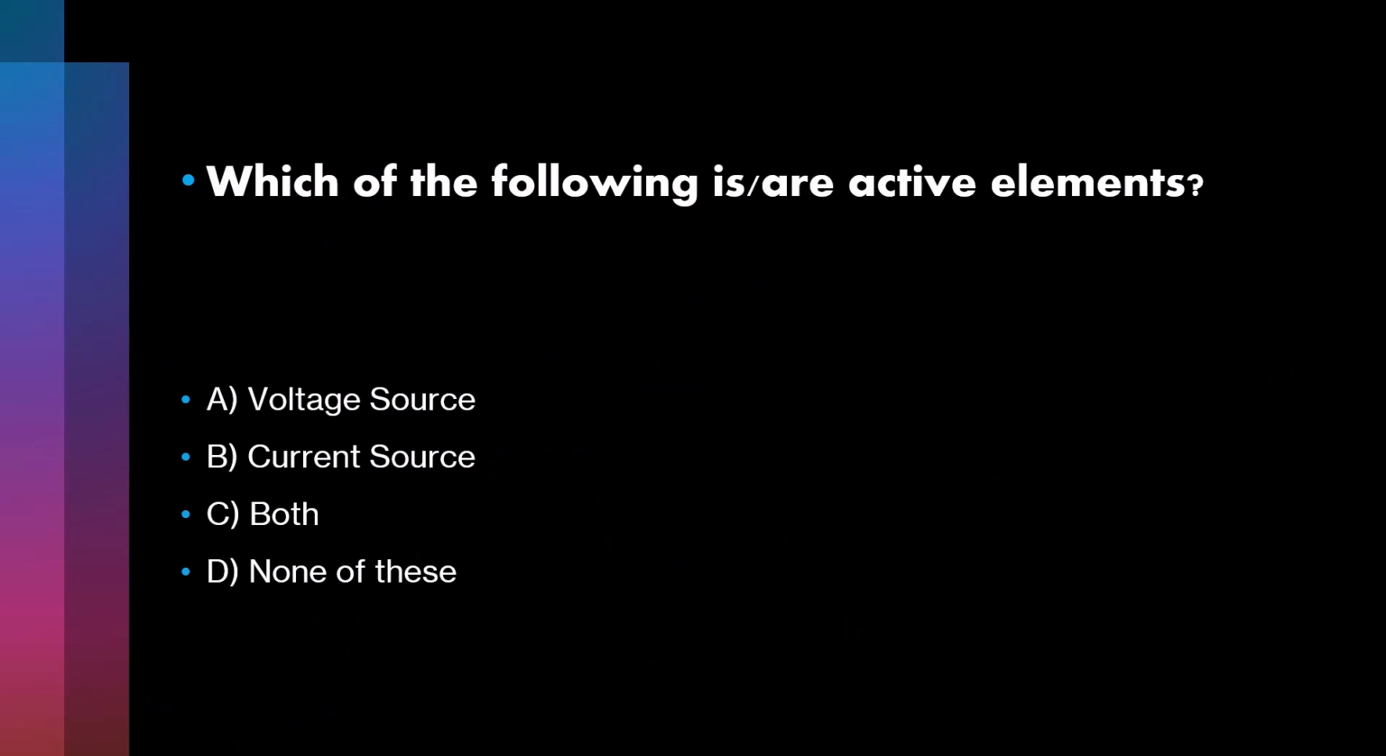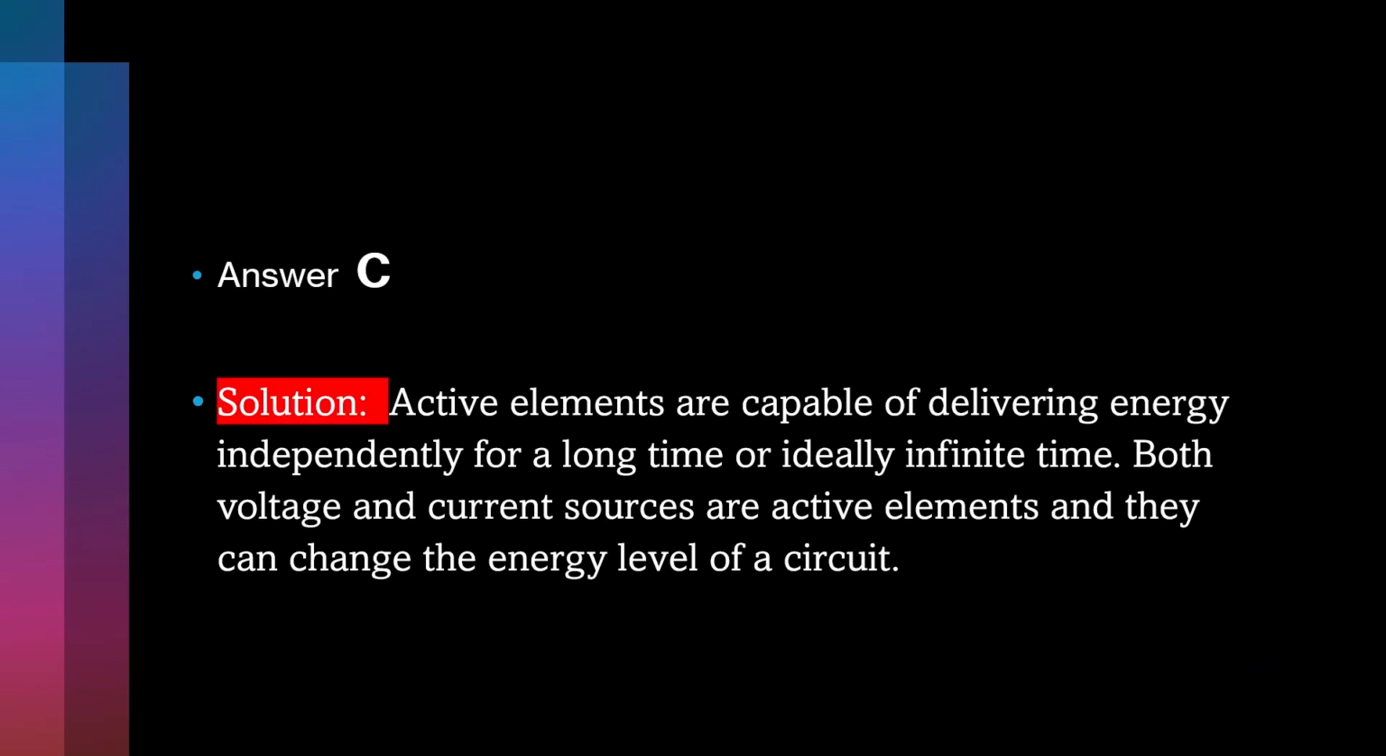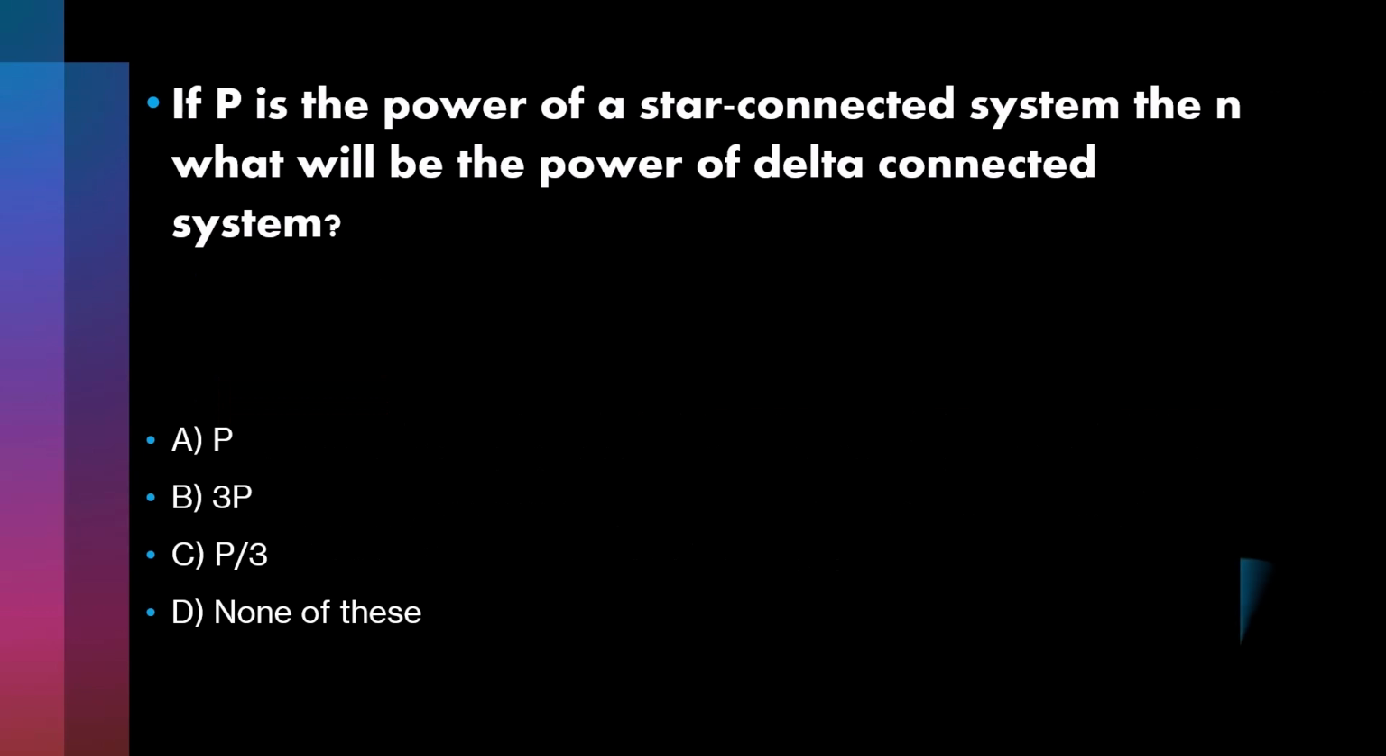Which of the following are active elements? If P is the power of a star-connected system, then what will be the power of delta-connected system?